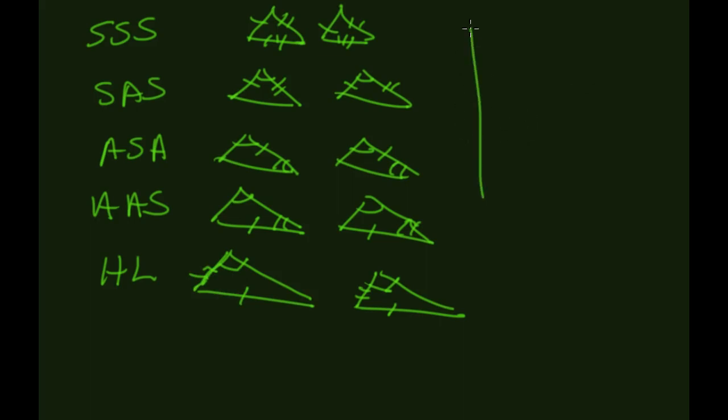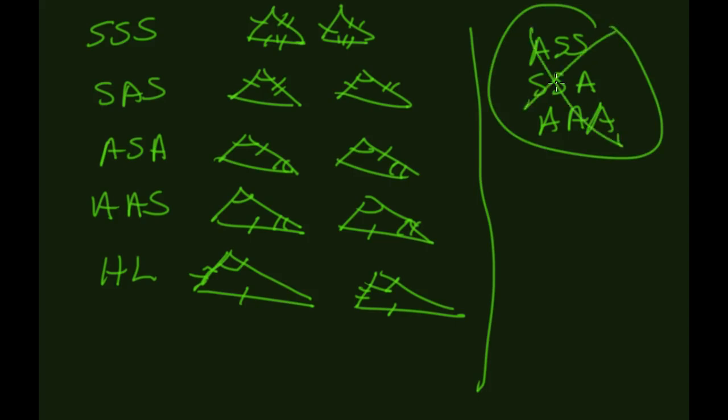Okay, so in the end, big notes here: ASS, SSA, and AAA. All no-goes. None of those will actually prove triangles congruent. Okay, so these are 5 that do, those are 3 that don't, and we will be applying these in days to come.